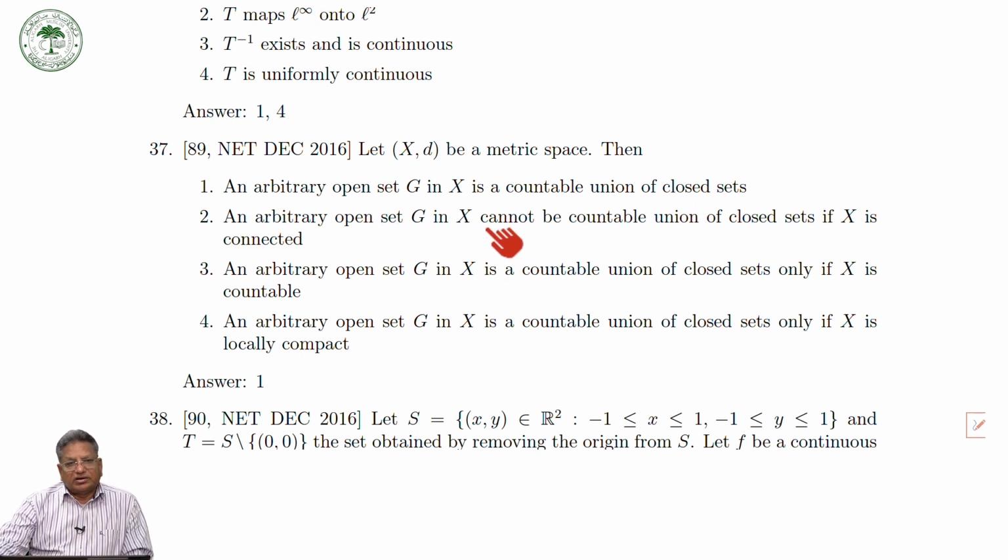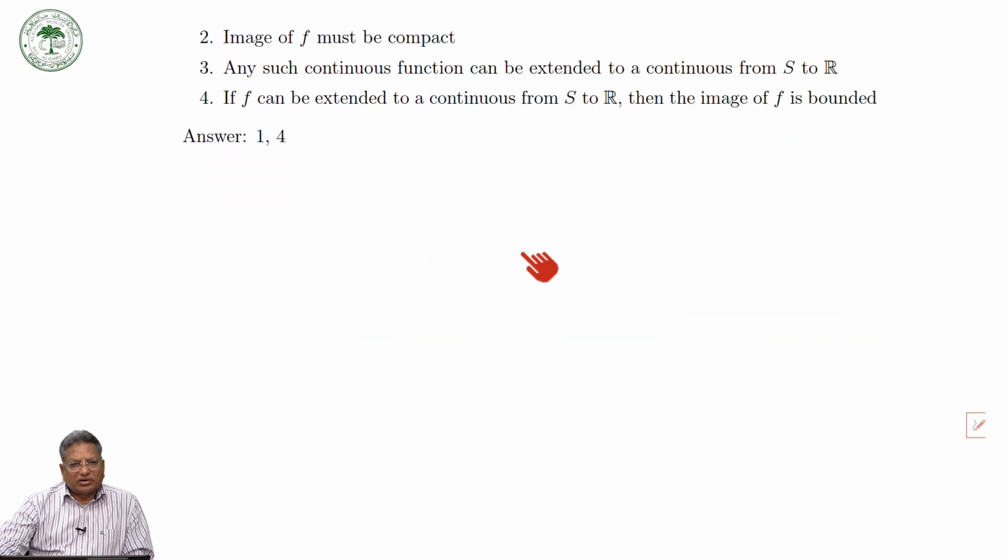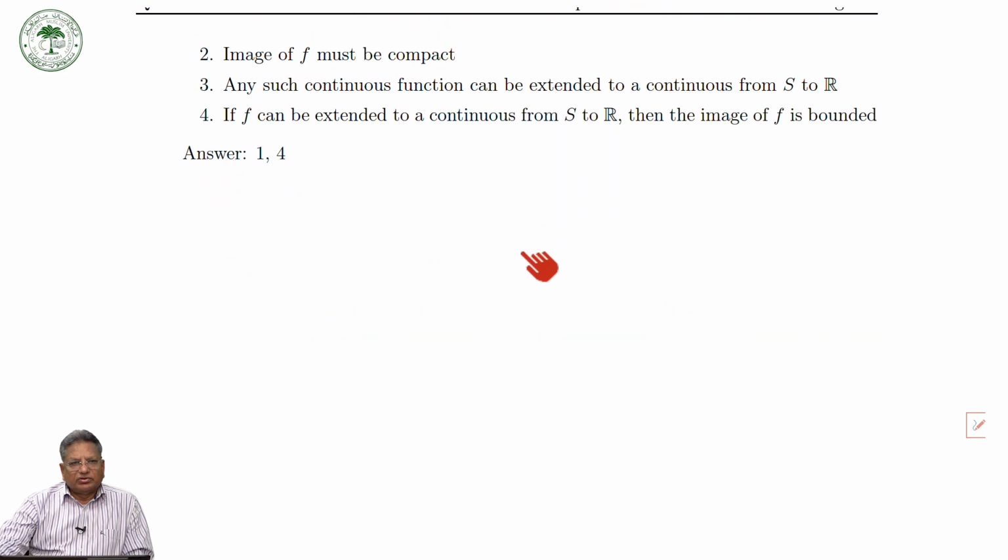Now, an arbitrary open set cannot be a countable union of closed sets if X is connected. No, this is not true. An arbitrary open set in X is a countable union of closed sets only if X is countable. No, this is also not true. An arbitrary open set in X is a countable union of closed sets only if X is locally compact. No, only the first is true. Any arbitrary open set in X is a countable union of closed sets. So this you can prove. And here is also connectedness, so I will not go to this one. So I stop over here.